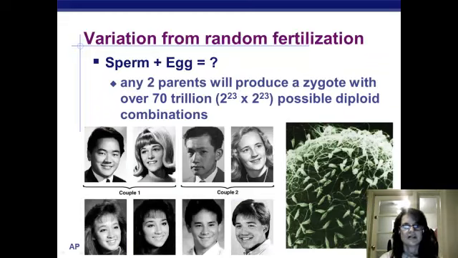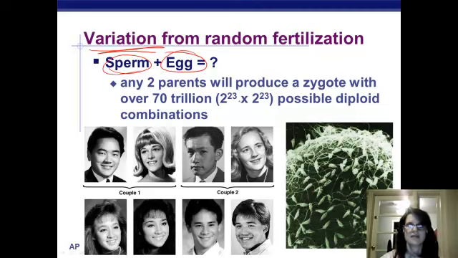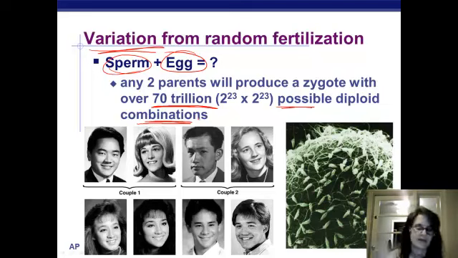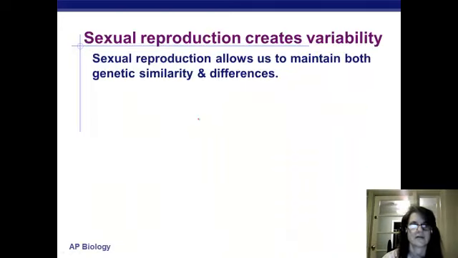Okay. Just an interesting little note here. How much variation do we get? Sperm plus egg, any two parents. There are 70 trillion possible combinations of genes for any two parents. That is an incredible amount of variety, and helps to explain why even with 7 billion, 8 billion, whatever we have on the planet, we can still all be unique unless you're an identical twin. And even then, there's reasons why there might be even tiny differences between identical twins. Okay?